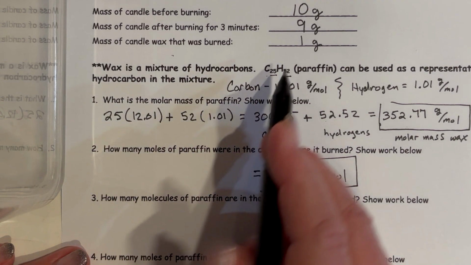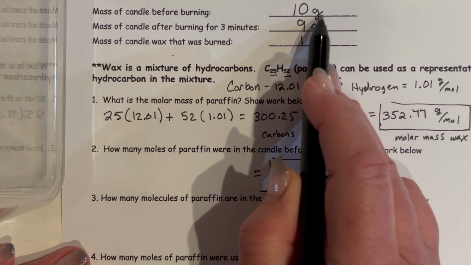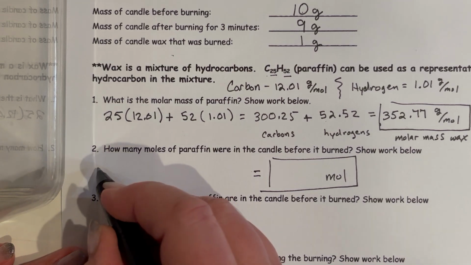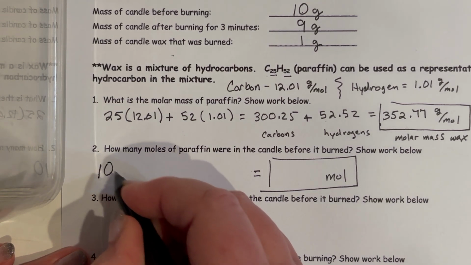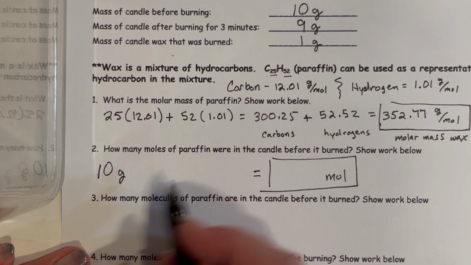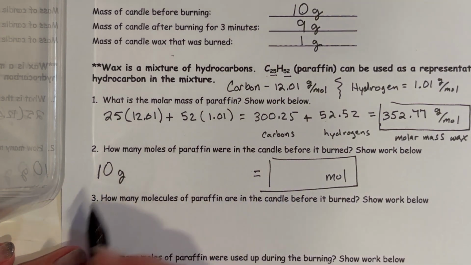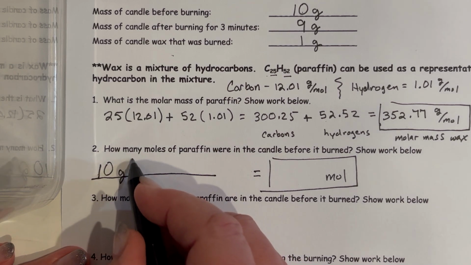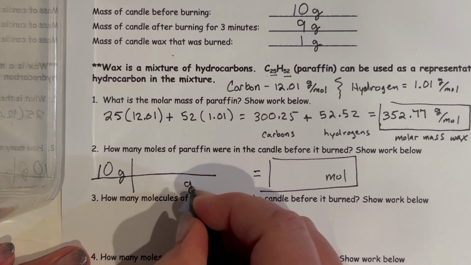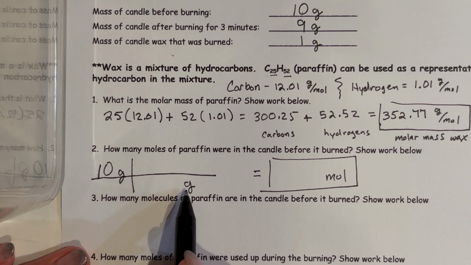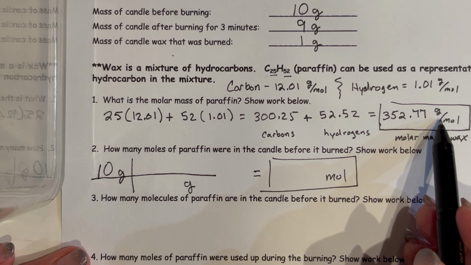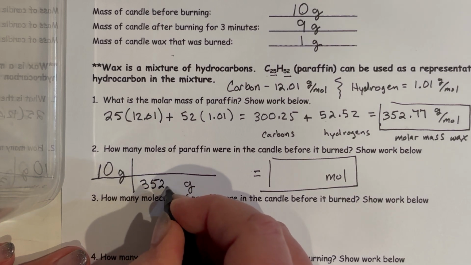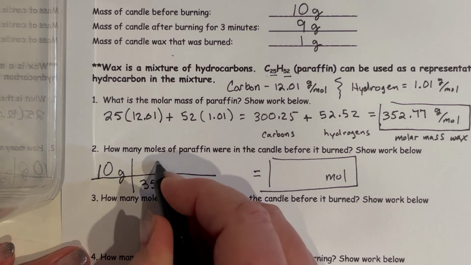So we're going to start with the measurement. Whatever you put here, your measurement for how massive the candle was before it burned, we're going to put that number here. So for me it's 10. Whatever you have, you put that number there. Now we want to get from grams to moles. We're going to be doing some dimensional analysis, some conversions. We need to put grams in the bottom, and we can relate grams to moles with the molar mass. So grams on the bottom would be 352.77, and that's for 1 mole.